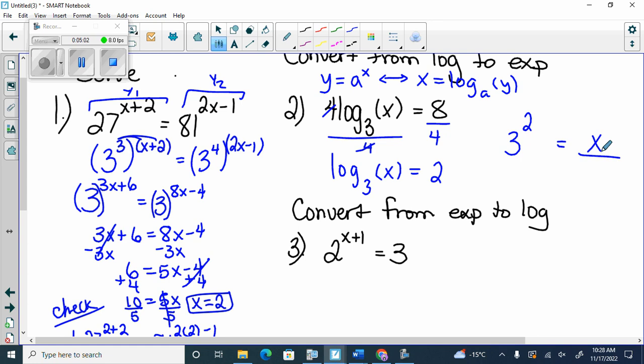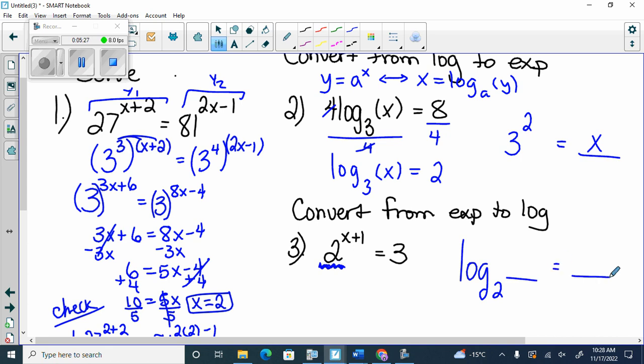Okay? Let's go the other way now. The base of my exponent becomes the what? The base of my log. The base stays the base. The base doesn't change, correct? So I'm going to get log base what? 2. Then I have to have something here and something here, right?